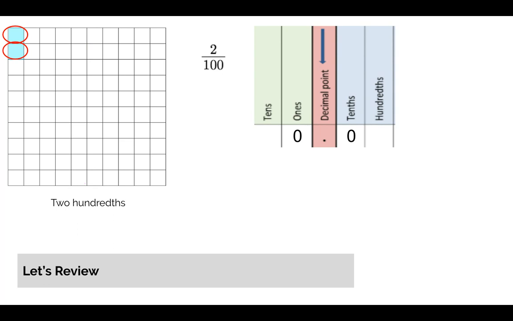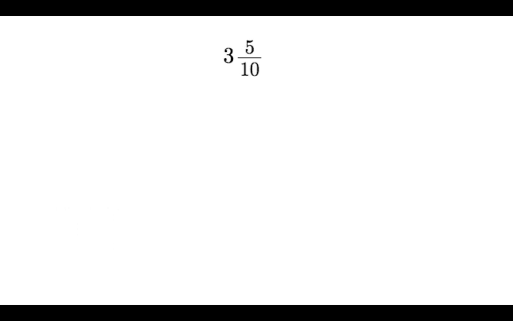We have 2 hundredths or 2 single cubes shaded. So we would write the digit 2 in the hundredths place. To write this as a decimal, we would write this as 0.02. But to pronounce it, we would pronounce it just like we do the fraction, 2 hundredths.